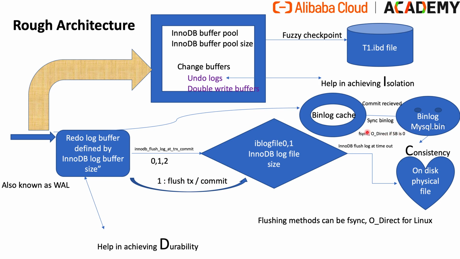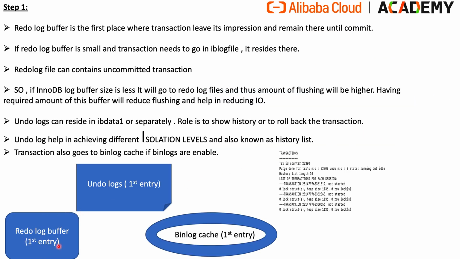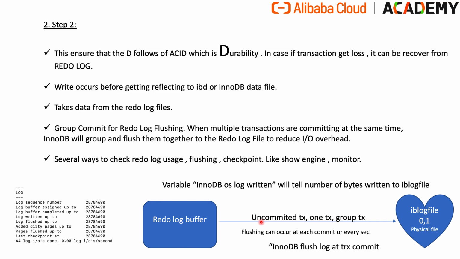So this is the first level entry of redo log buffers, undo logs, and the bin log cache. The next step is the redo log file. We will learn how the redo log file helps you achieve durability, that is the D in ACID, and how it flushes the data to the physical file.